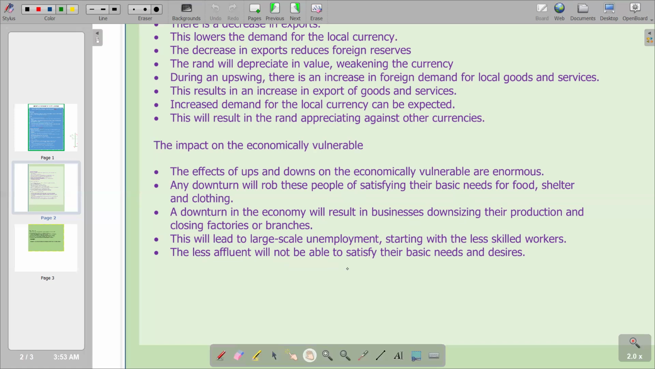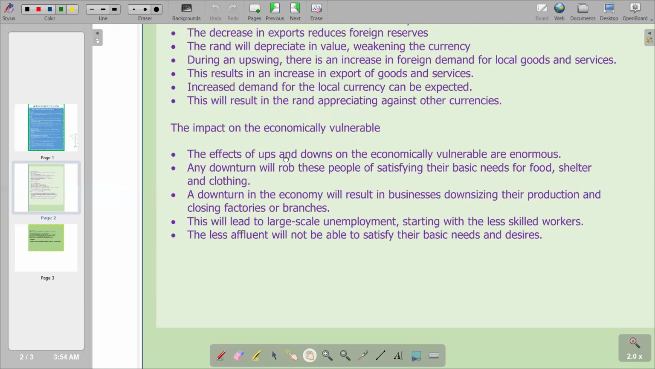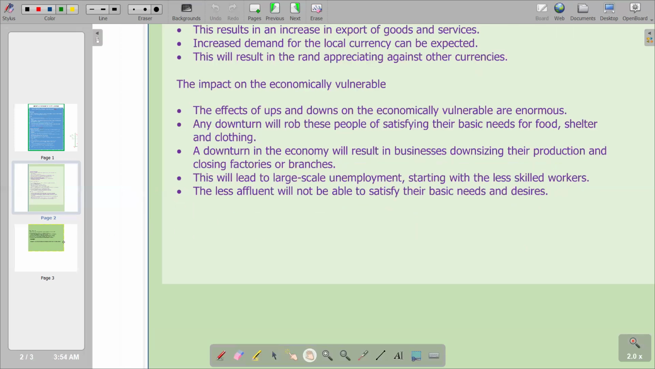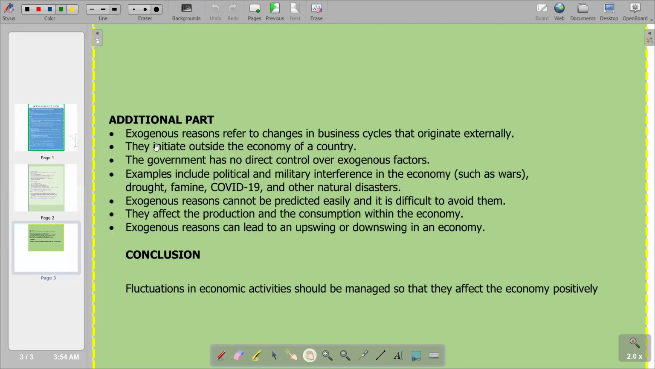the significance of the economically vulnerable people being affected is noticed when there is a downswing, when the economic activity is going down. That's where we're going to have a huge negative impact on the economically vulnerable people. So this is the last factor that we are looking at. So we can just try to see in terms of the last part of our answer. So we have got the additional part now.